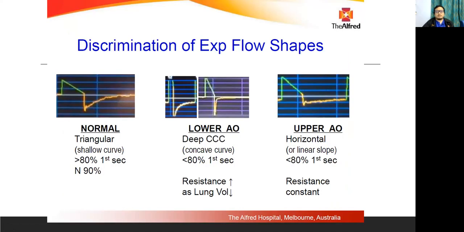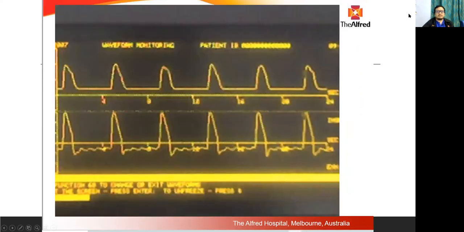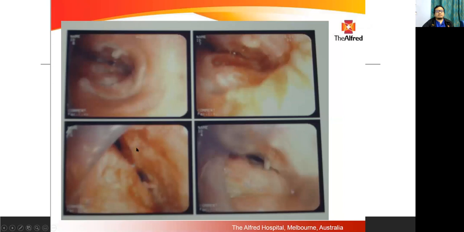Okay, so we go back to the upper airway obstruction. This is an example of upper airway obstruction where the expiratory flow waveform becomes flat and the first second of the passive expiratory volume is less than 80%. So this is what happened in the trachea. It is an example of tracheal edema. This is a bronchoscope picture just beyond the ETT.